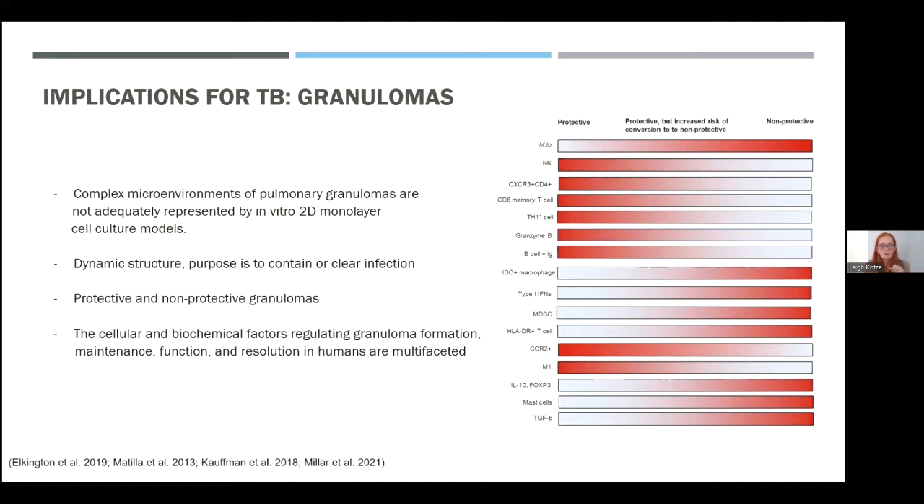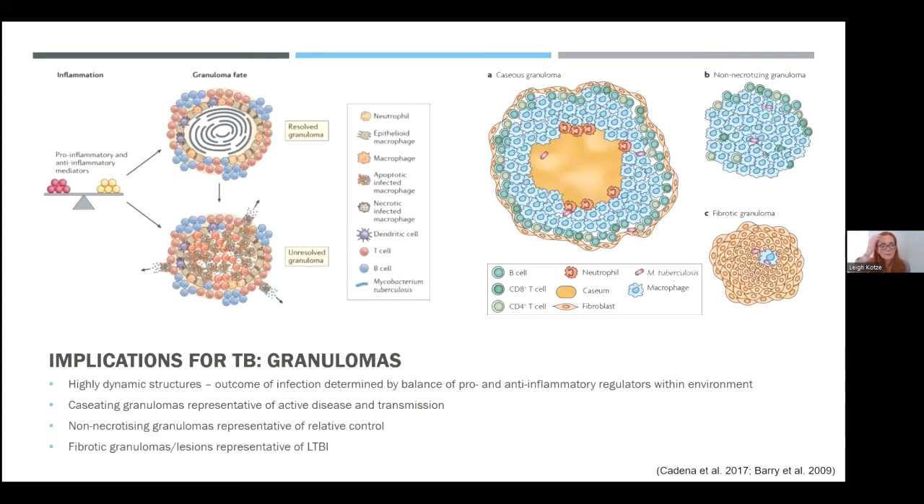And this is where I believe the identification of true correlates of risk and protection are incredibly invaluable and need to be elucidated for the assistance of our research into TB and ultimately the eradication of the disease. So the granuloma structures are incredibly dynamic.